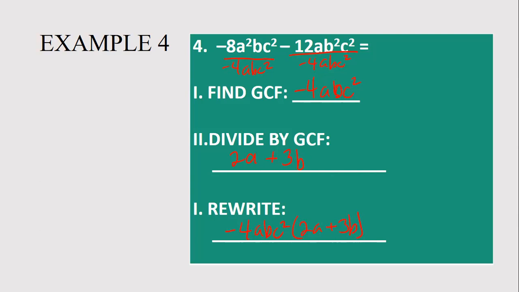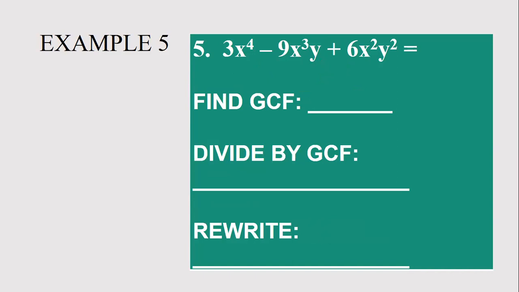All right. Yes. Okay. Do we need a little more practice or are we feeling it? We're good? Okay. All right. Last one we're going to do. We'll leave 6 for you. We have 3x to the 4 minus 9x to the third y plus 6x squared y squared. Find my GCF, find the quotient, write the factored form.